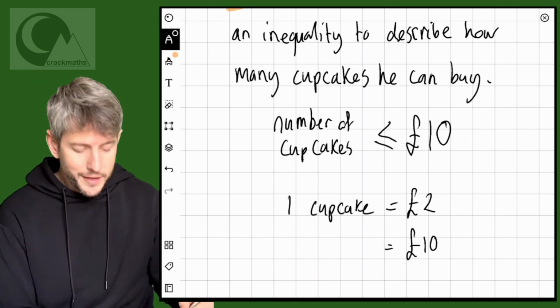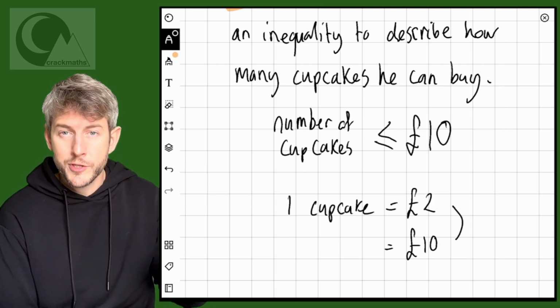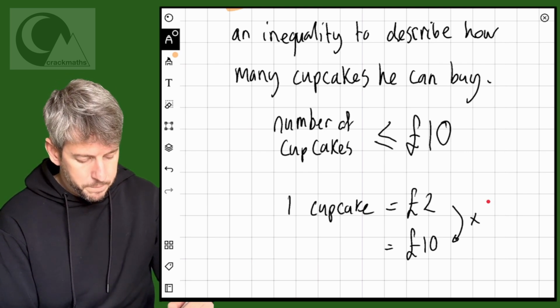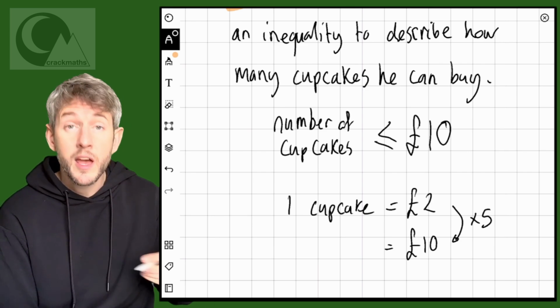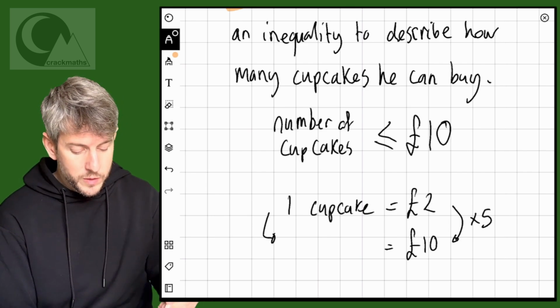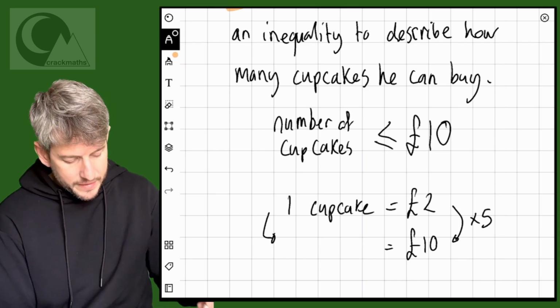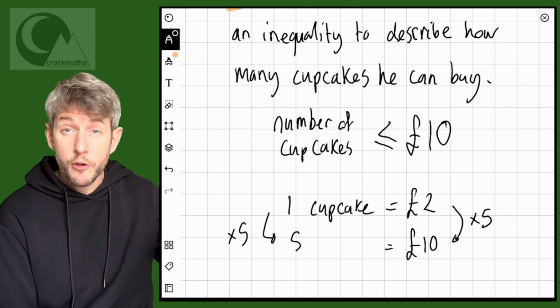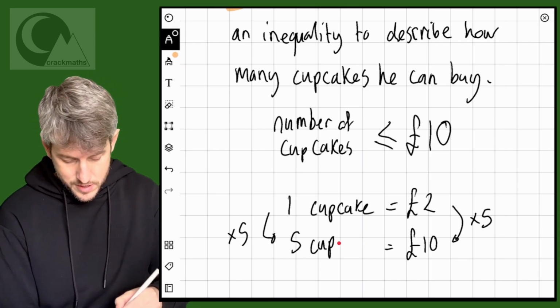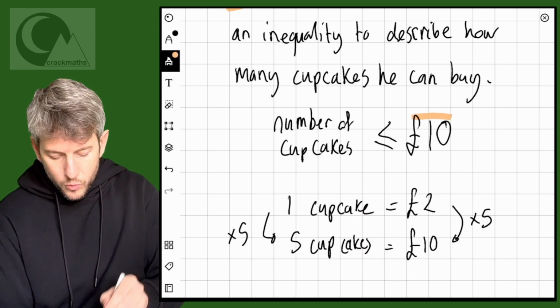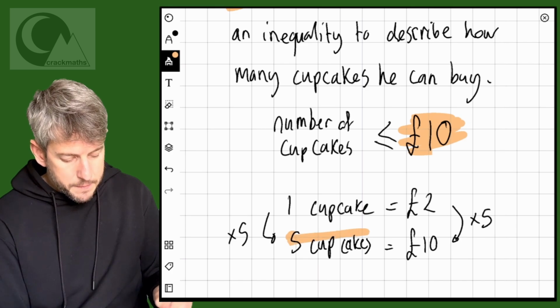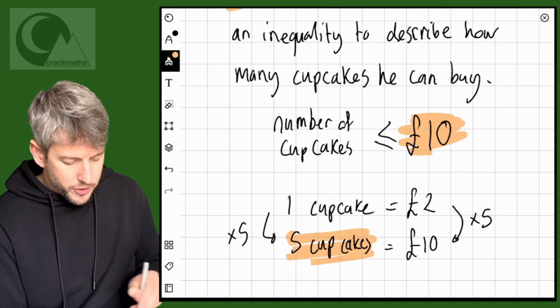Now, I know that 2 times 5 equals 10. Remember, you could work this out by doing 10 divided by 2, okay? And that would give you 5 as well. So it looks to me like if each cupcake costs £2, 5 lots of 2 is 10, that means we can buy 5 cupcakes. So we now know that this £10 is equal to 5 cupcakes.